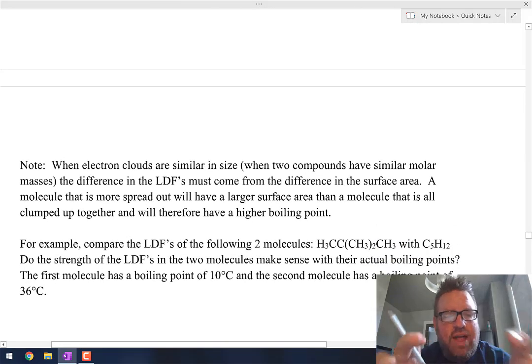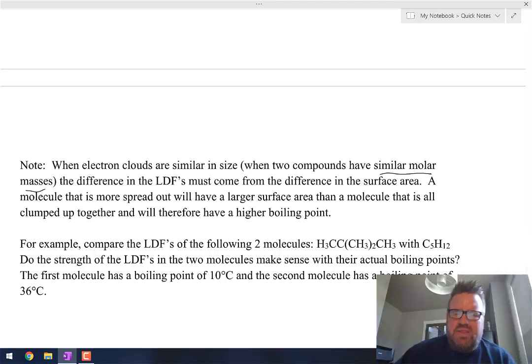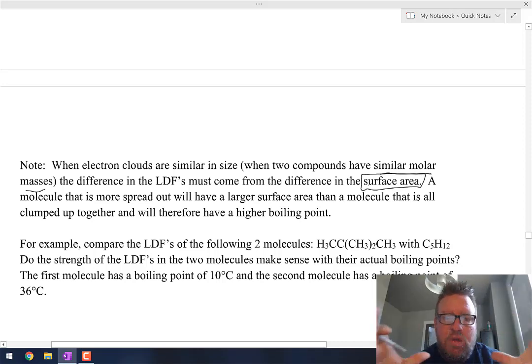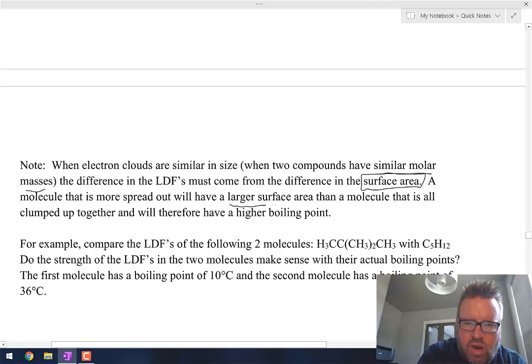What happens when those electron clouds are similar in size? And how do you know if they're similar in size? Because they have similar molar masses. If you look at two different compounds, you're like, wait a minute, their molar masses are about the same. Why does one have a greater boiling point than the other? Then we go to the second reason for London dispersion forces, and that is surface area. A molecule that's more spread out will have a larger surface area than a molecule that's all clumped together and therefore has a higher boiling point. So the larger the surface area, the higher the boiling point.